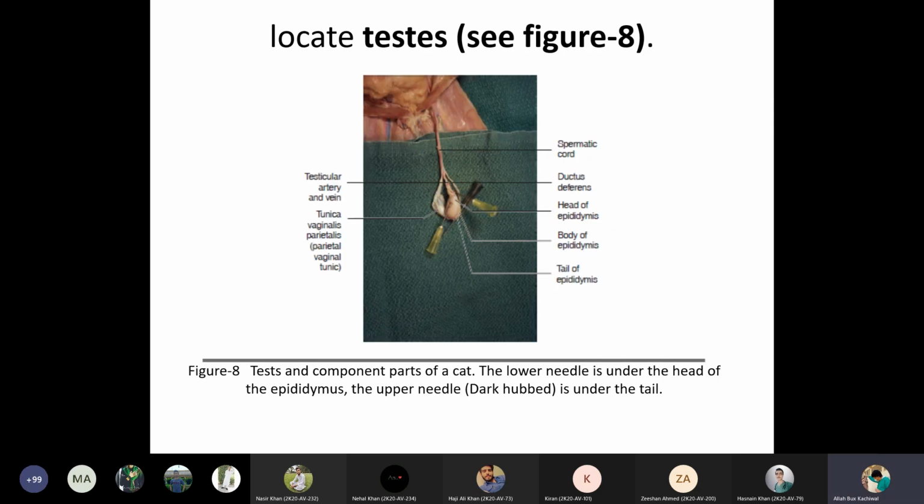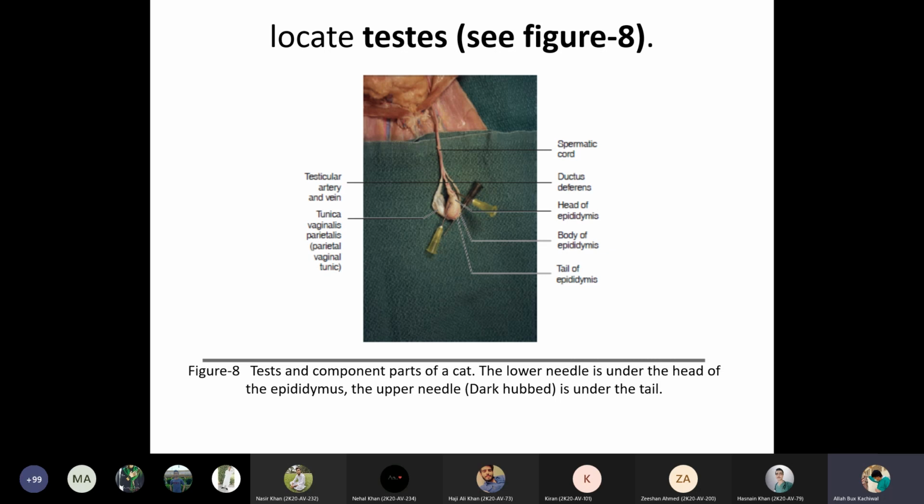If you see the location of the testis, the cord-like spermatic cord is present over there, the ductus deferens, the head of epididymis, the body of epididymis, tail of epididymis. If you see the testis, there is the tunica vaginalis, which is the covering of the testis, and the components parts of cat.